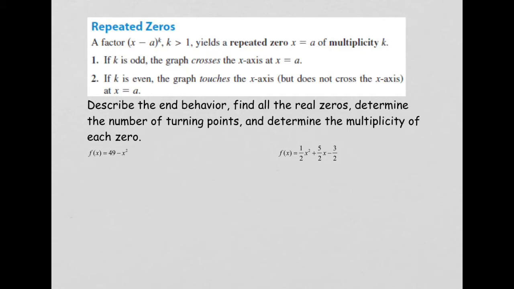Now we're going to put everything together. We're going to describe the end behavior, find all real zeros, determine the number of turning points, and determine the multiplicity of each zero. First, let's start out with the end behavior. Well, to help us with end behavior, I'm going to put it in order, so that would be equal to negative x squared plus 49. That tells me that n is even and a sub n is less than 0.